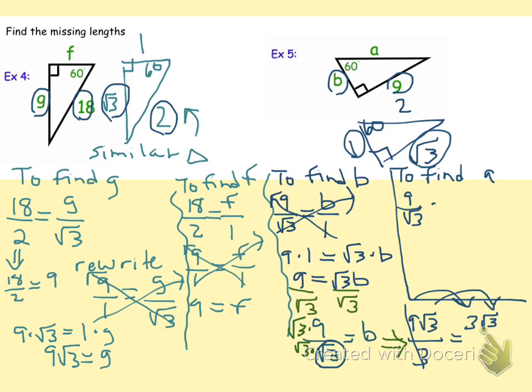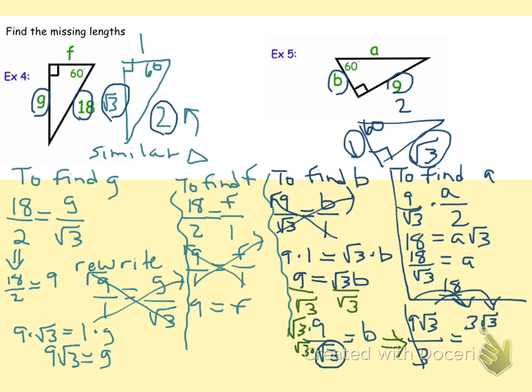Now to find a. 9 over radical 3 equals a over 2. A is the hypotenuse, and then over 2 the hypotenuse in the similar triangle. So 18 equals a times radical 3 if we cross multiply. Now we're dividing by root 3. We get 18 over root 3 equals a.